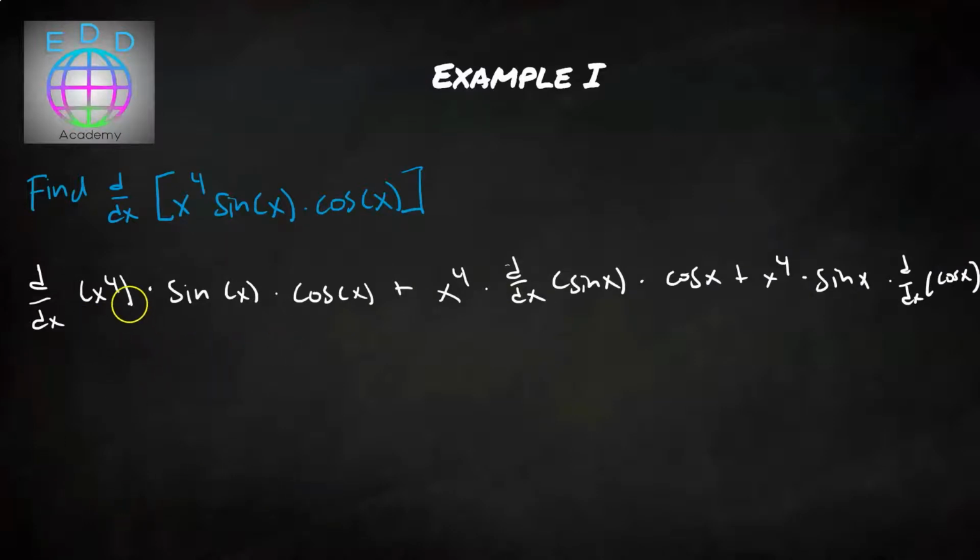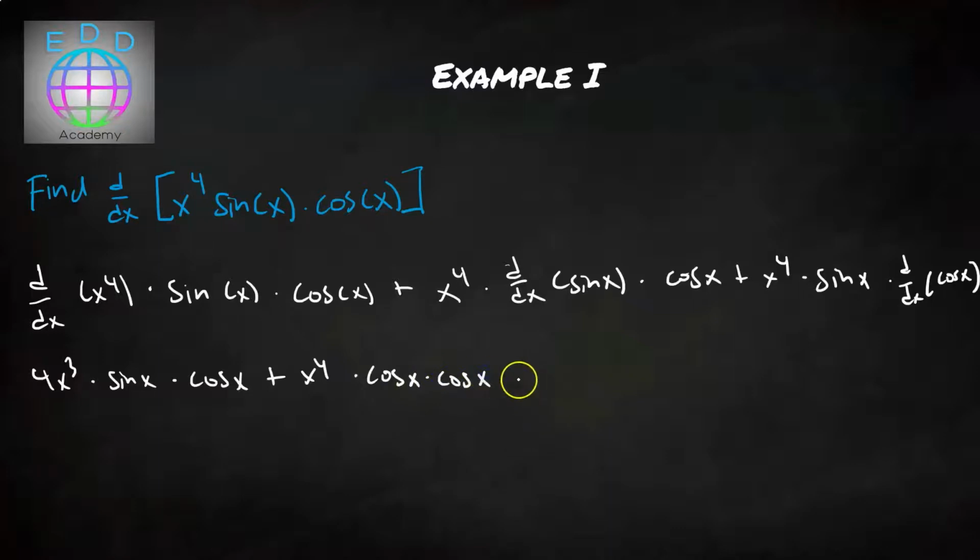Now we can just, well, compute these derivatives. So the derivative of x to the fourth is 4x cubed, times sine of x times cosine of x, plus x to the fourth times the derivative of sine of x, and the derivative of sine of x is cosine of x, times cosine of x there, and finally x to the fourth times sine of x times the derivative of cosine x, which is negative sine x.